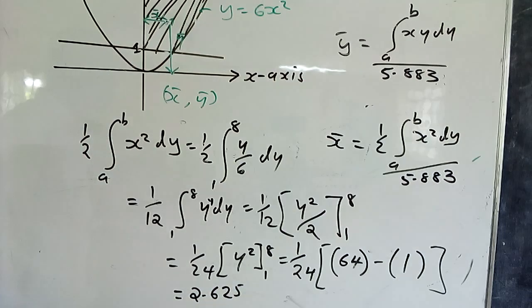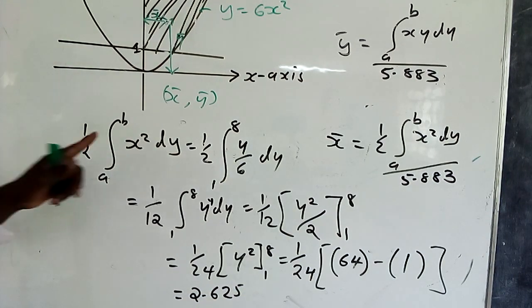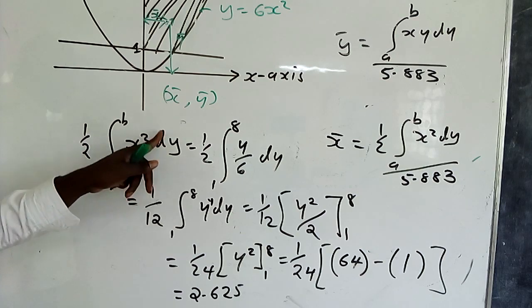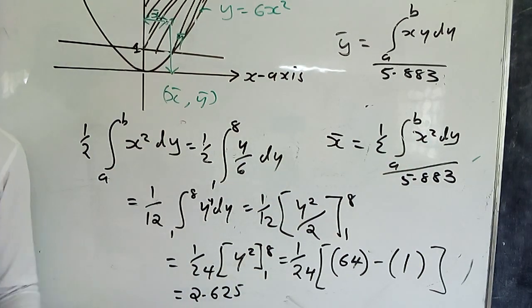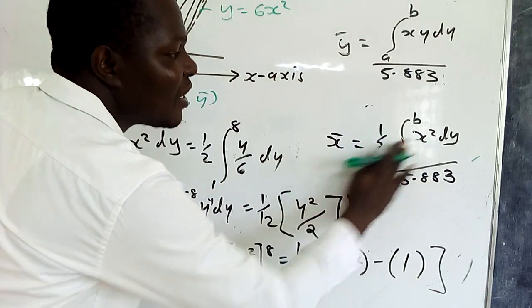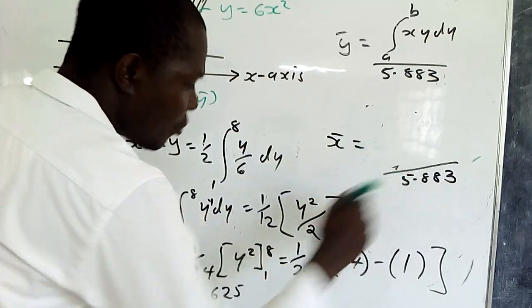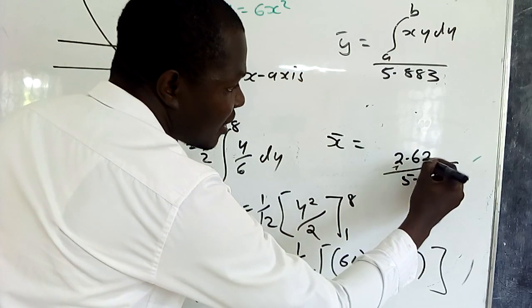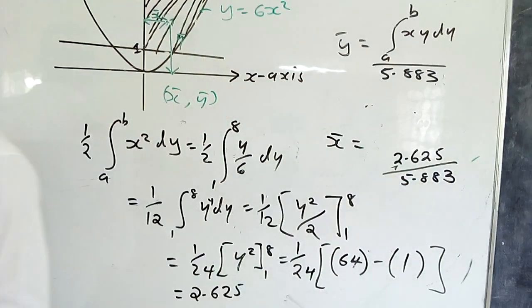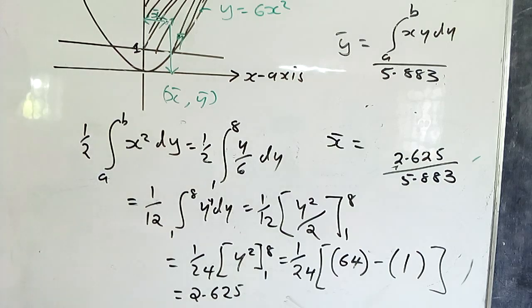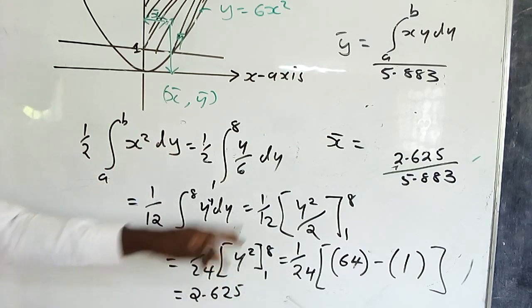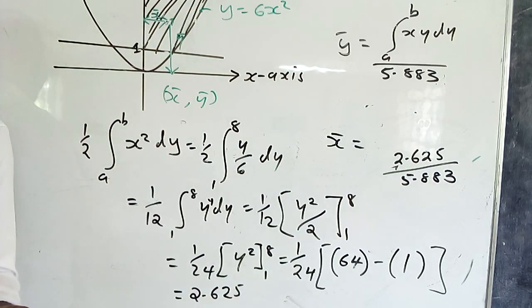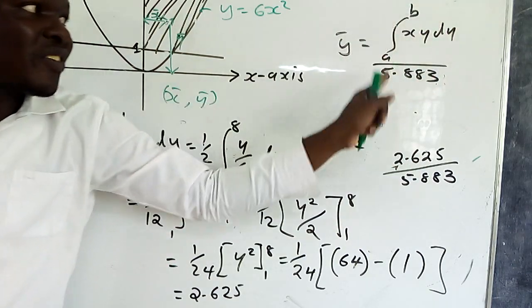2.625. Are we together? Good. So it means this, a half x squared dy, the whole of this numerator, we worked it out and we found it to be 2.625. So have you seen we found the value of x bar? 2.625 divided by? Are we together? Yes. We just substitute because a half integral of x squared dx we found is 2.625. It was here. We've substituted that one. We now want to get this numerator, the whole of this. Then we substitute it there.